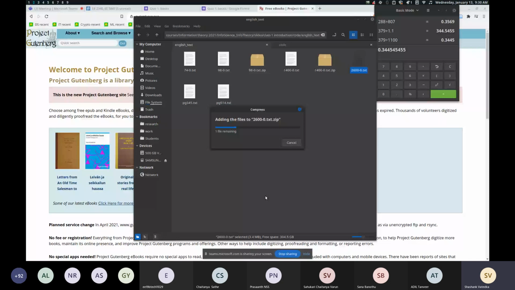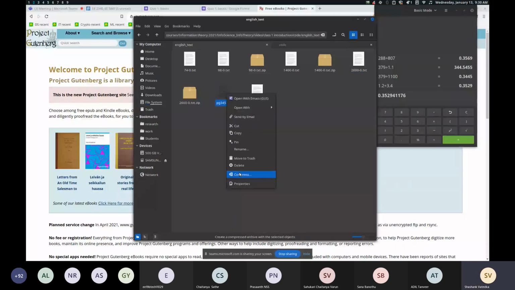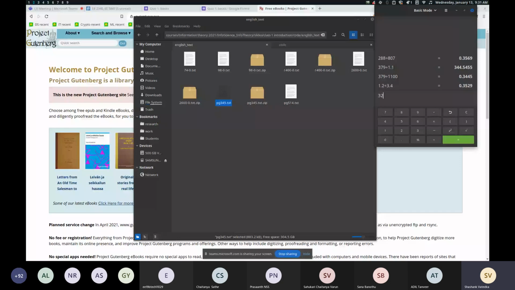Take another file. The compressed file size is 1.2 megabytes. The original file size is 3.4 megabytes. So it's 1.2 by 3.4, which is again roughly 0.35. And once again it's 320 divided by 883. It's 0.36. So we're hovering around the 0.35, 0.36 range.